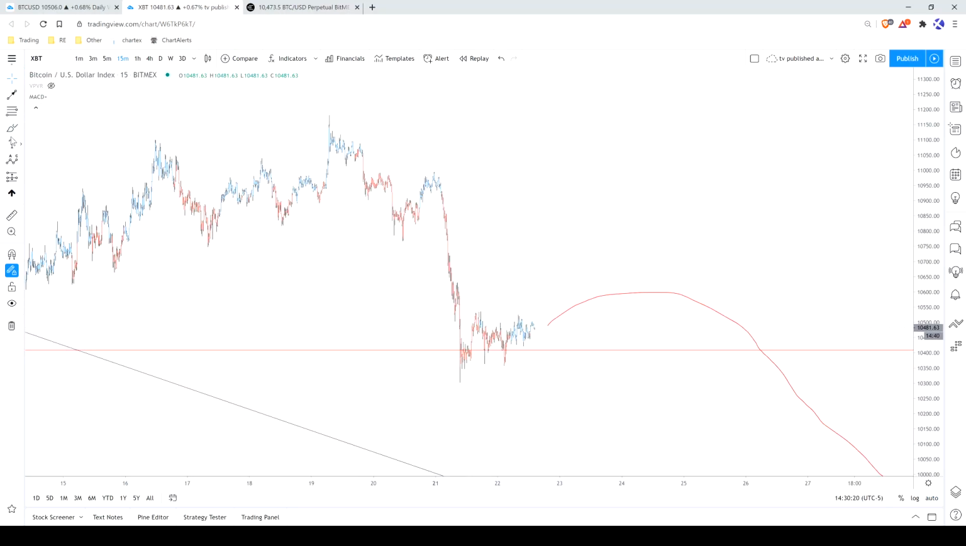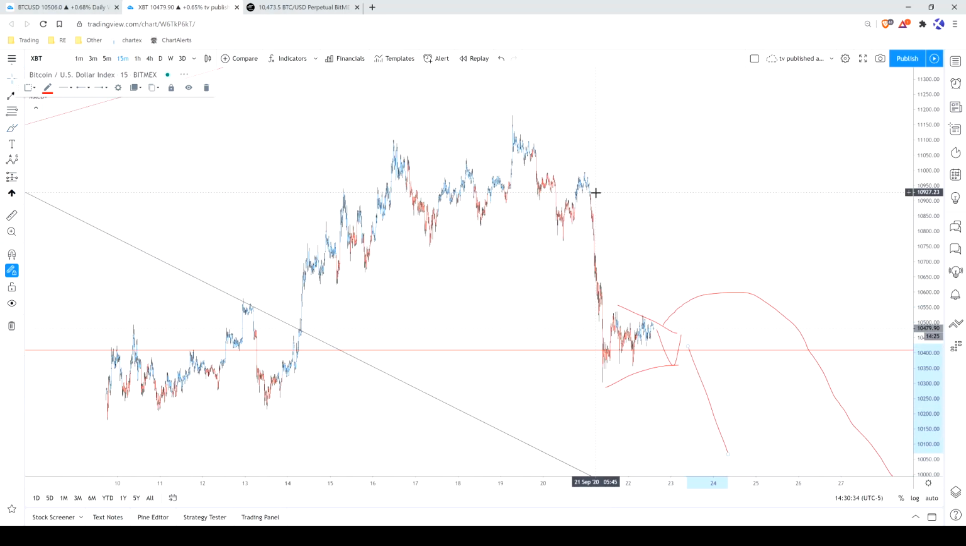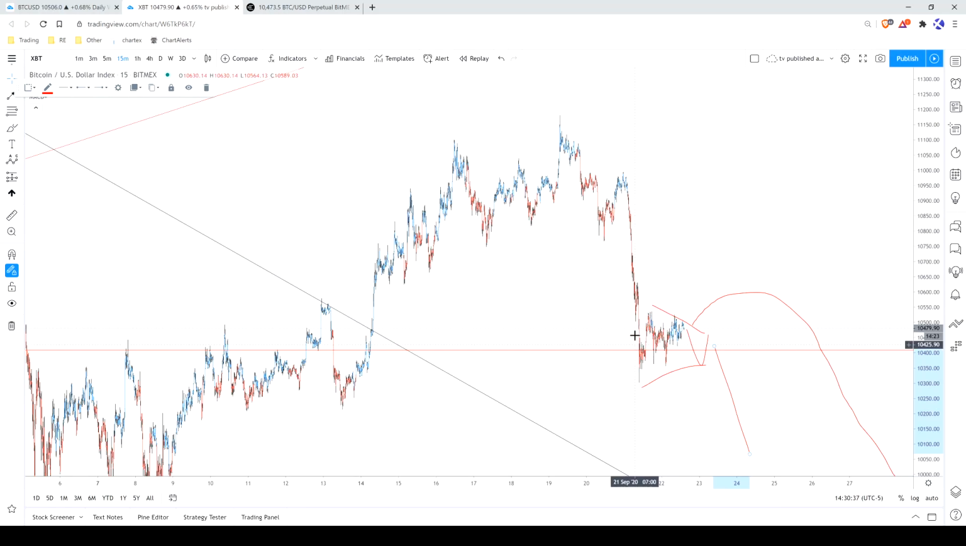Personally, I think we may see something like this. Where this is one move, one flat type correction, and then we continue down. So I don't think it'll take too much longer. We may have a little more sideways before continuation down.